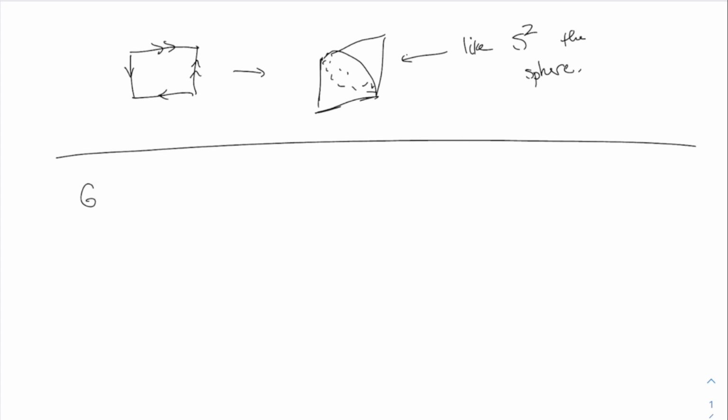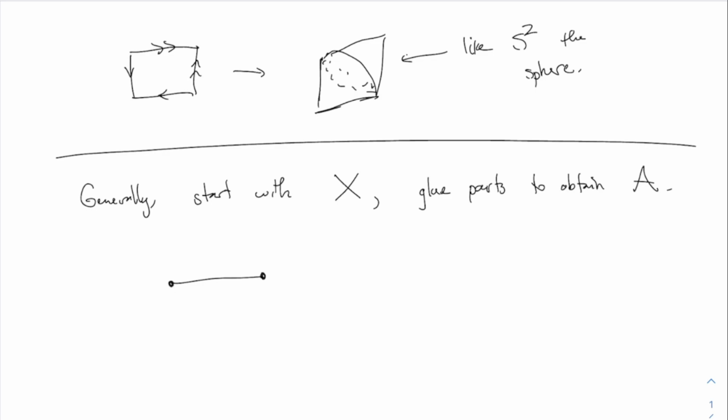Generally speaking, you start with X, which is your original space, and then you glue it together in some way. You glue parts to obtain A. This is just the notation that they typically use in the book. X means the original thing, and A is the thing obtained after you stick bits of it together. So this is my X, which in this example is 0 to 1, and it turns into the circle, which is what the A is.